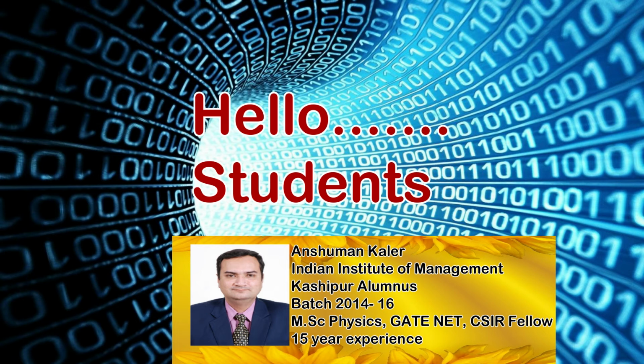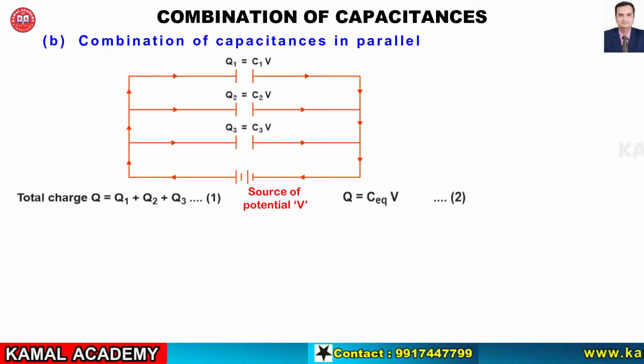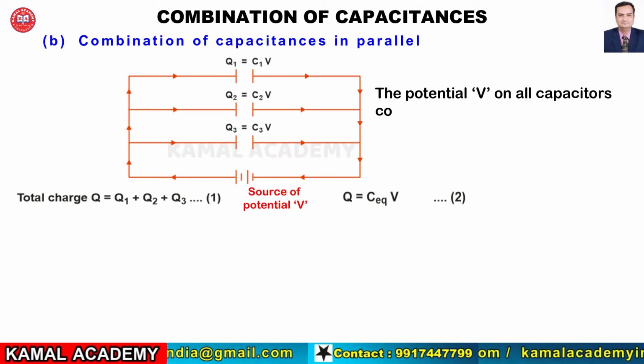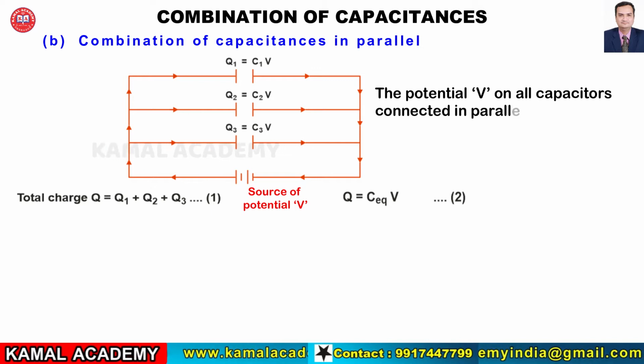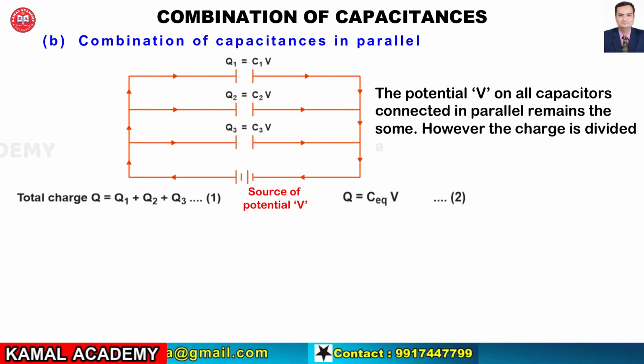Hello students, in this video we will discuss combination of capacitances in parallel. Let three capacitors with capacitances C1, C2 and C3 be connected in parallel across a battery of potential V. In parallel combination of capacitances, the potential drop across each capacitor is the same and equal to the potential applied by the source.